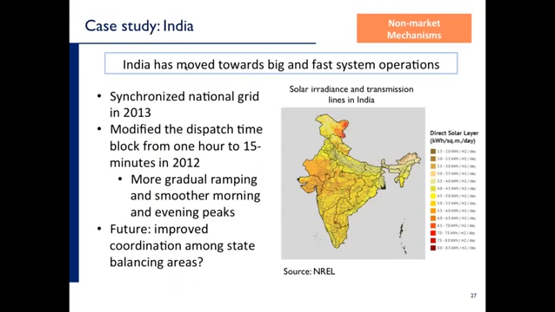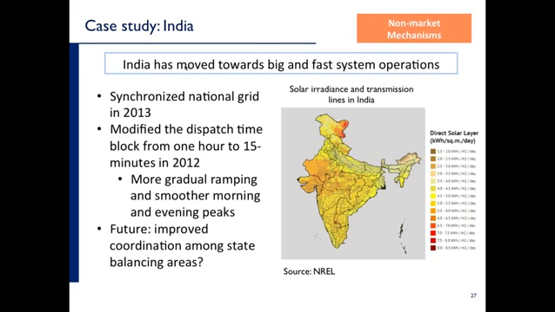India is a good case study. A couple of years ago, India moved to a synchronized national grid. That's a great first step to help enable some of the things that we've been talking about today. They also modified the dispatch time step. Rather than doing a dispatch every hour, it's now every 15 minutes, and we think that's going to capture a significant chunk of the benefits.